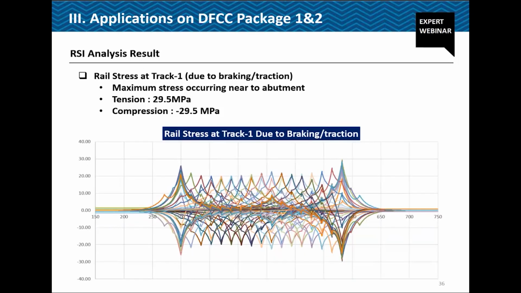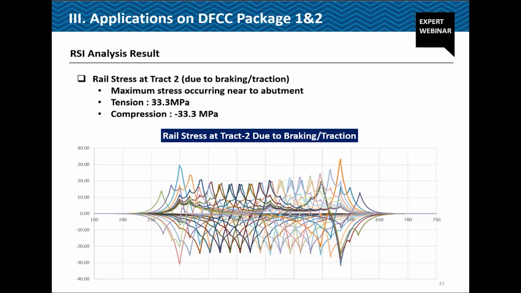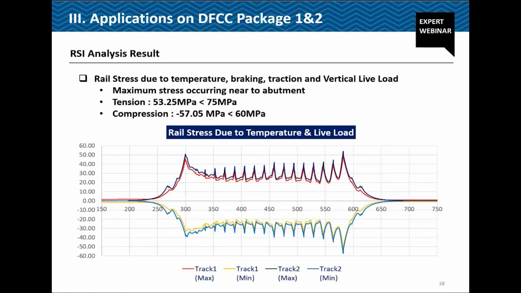And this is a summation of braking, and this is a case of braking and traction. Also, due to braking and traction, we have to check a lot of loading positions and make an envelope. This one. So this is another track, which is mainly where the acceleration force is loaded, track 2. And this is the final rail stress check, combining all temperature loading as well as vertical bending as well as braking and traction force, and we concluded this rail stress is within the limit.